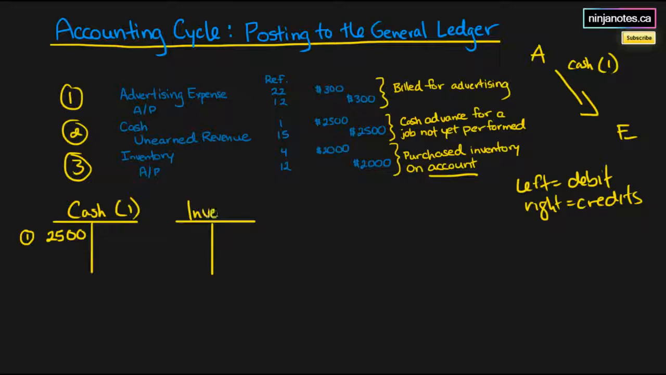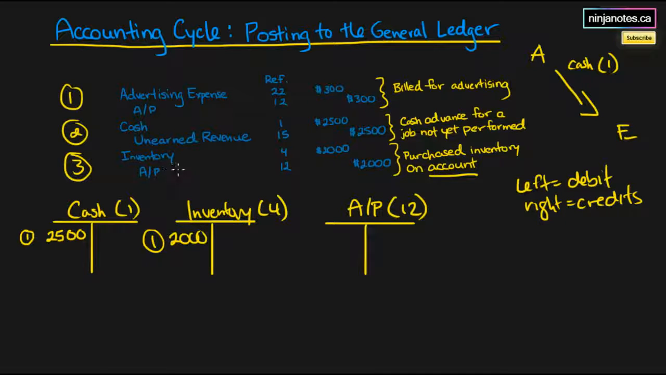So what's our next reference number? Well, our next reference number is inventory, which is number 4, and that's a debit entry for 2,000, which will be associated with a 1, because that is the first inventory entry. And then what's the next one? Number 12, which is accounts payable.